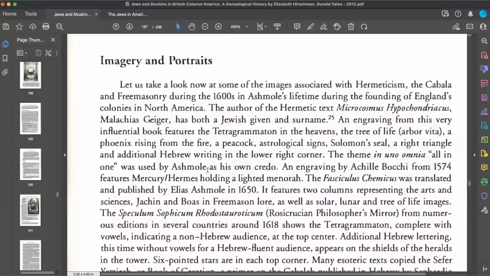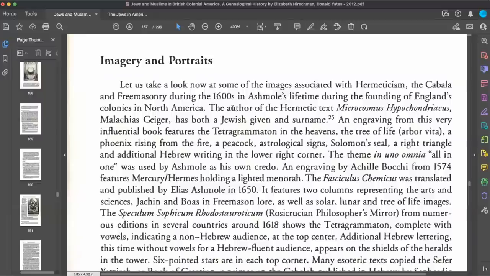It says here, let us take a look now at some of the images associated with Hermetism, the Kabbalah, and Freemasonry during the 1600s in Ashmole's lifetime, during the founding of England's colonies in North America, all happening at the same time, right? The author of the Hermetic text, Microcosmos Hypochondriacus, Malachias Geiger, has both a Jewish given name and a surname, all right? I've shown this in my thought videos again. Now, they're saying this guy was Jewish, all right?